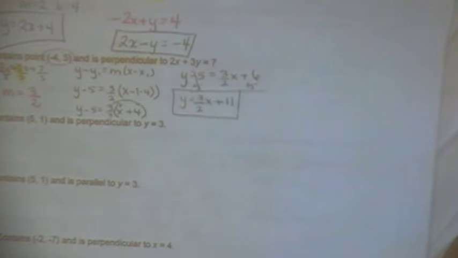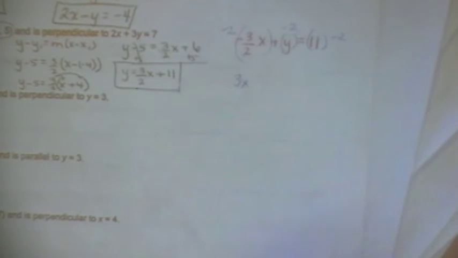I still need standard form. Move it across, got to get x and y on the same side together. To clear that fraction, you can multiply everything by negative 2, and that'll take care of the negative at the same time. That will leave me 3x, because the whole reason we did it was to clear that fraction, minus 2y equals negative 22.